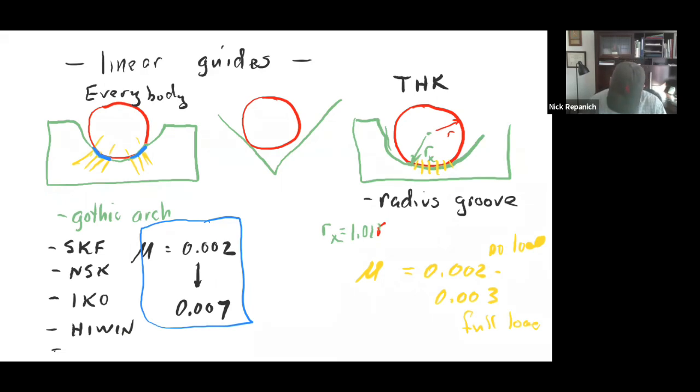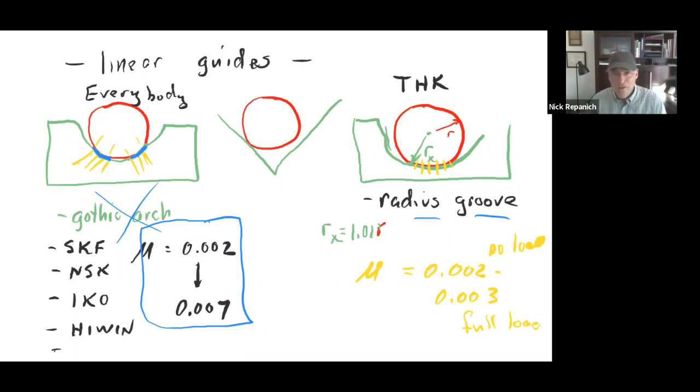All of a sudden, about 10 years ago, THK's patent wore out. And now nobody does that hardly anymore. Only the cheap companies do Gothic arch. This radius groove is now pretty much the standard, and they all shifted over.